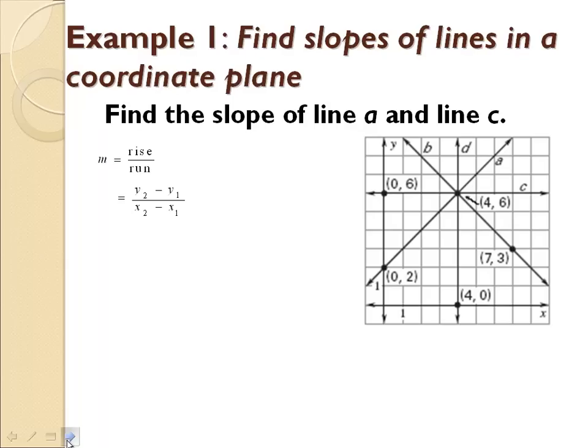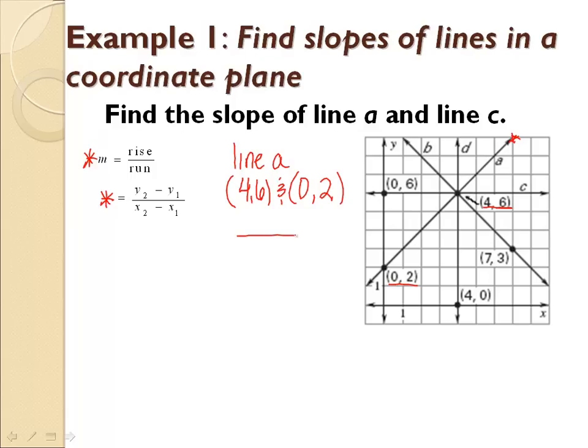Example 1, find the slopes of lines in a coordinate plane. So we're going to find the slope of line A and line C. Here's a reminder, my slope is the rise over run. You also should have seen this: the change in the y's, y2 minus y1, over the change in the x's, x2 minus x1. So let's first do line A. My 2 points on line A are 4, 6 and 0, 2.